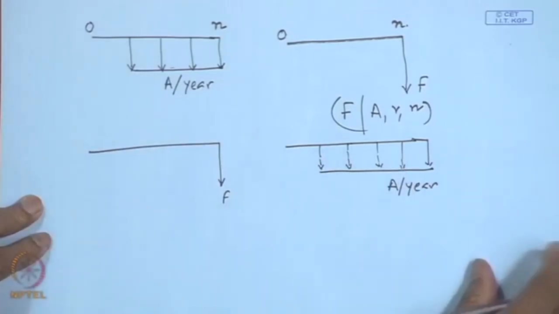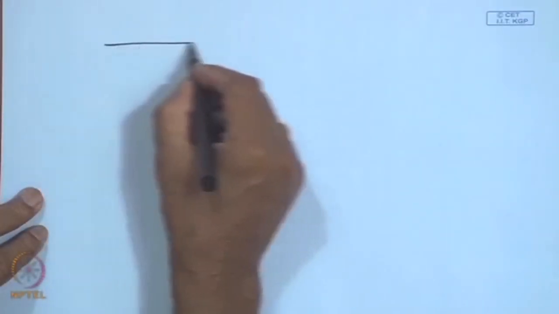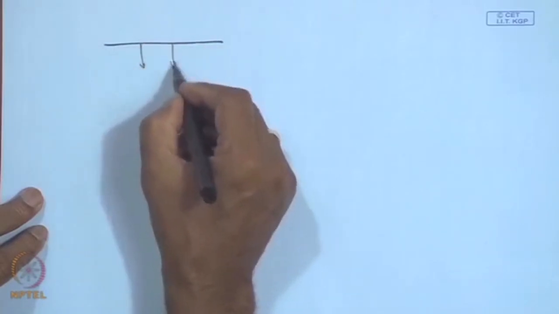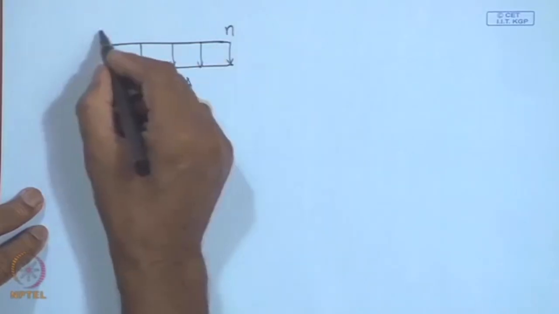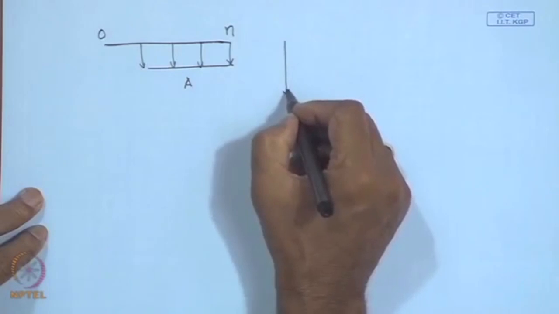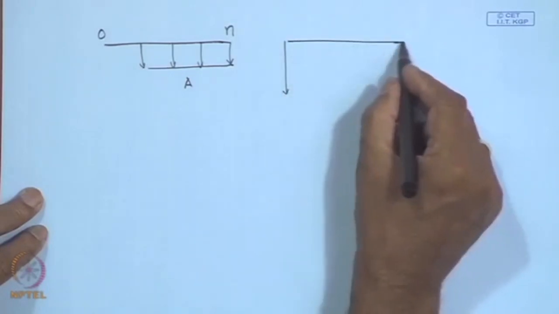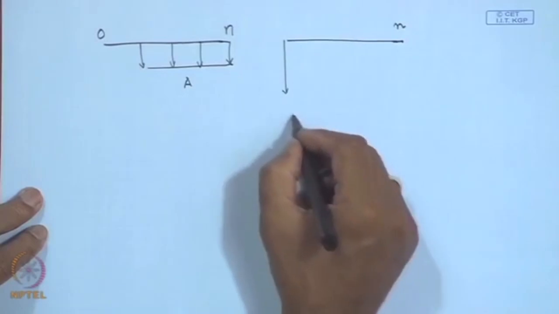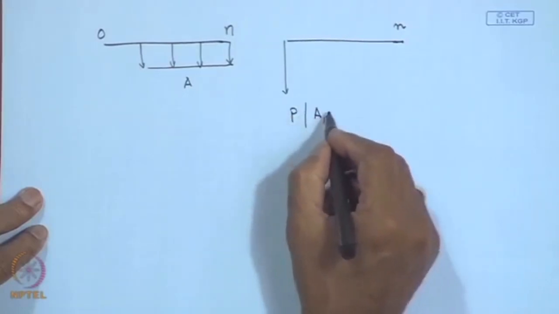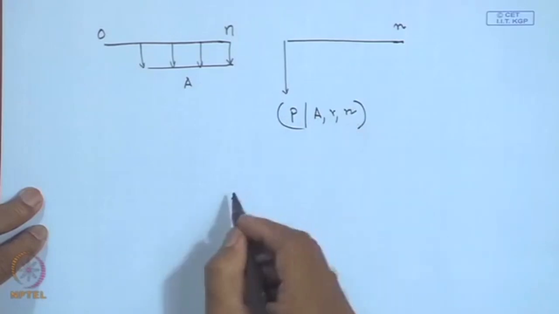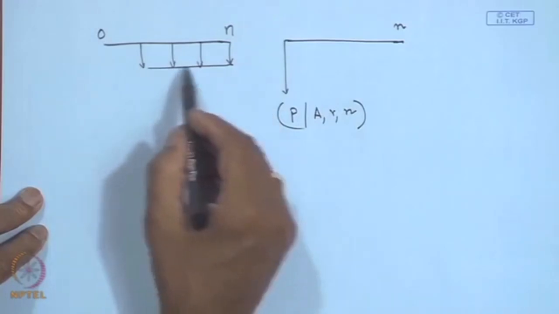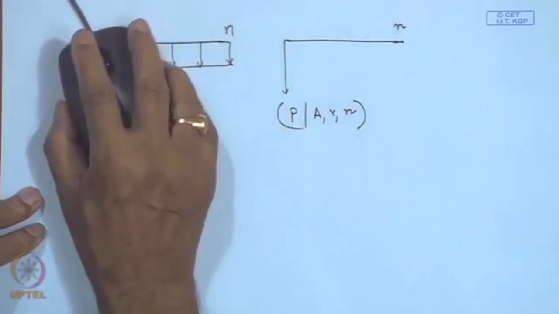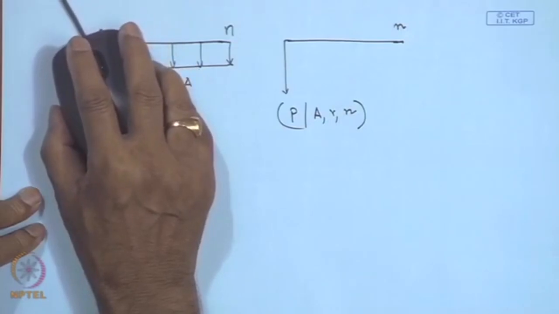And then the other two cases are that we are given A and we are required to find out its present worth. So, to find out P given A, r and n. So, it is finding out the present worth. So, it is equal payment series present worth factor.